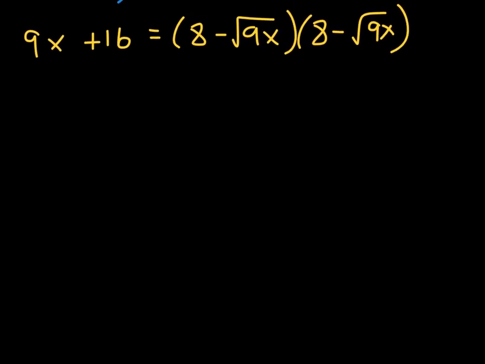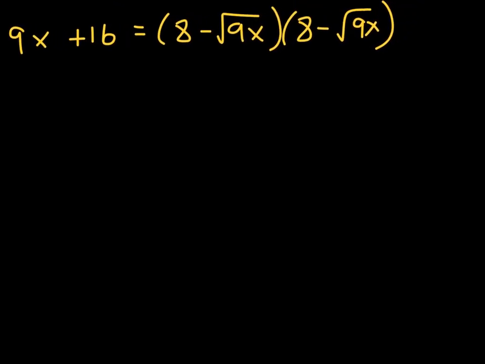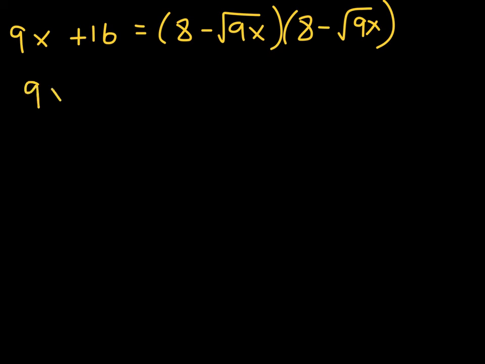right-hand side. Now, the left-hand side is just 9x plus 16. Okay, we can just bring that down. But the right-hand side, we're going to have to FOIL, right? We're going to have to multiply 8 times 8, and then 8 times negative root 9x. Let me do that part first. 8 times 8 is 64. 8 times negative the square root of 9x is just negative 8 root 9x.